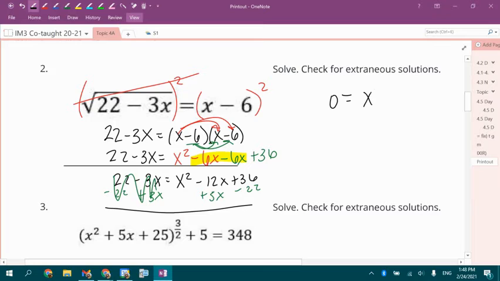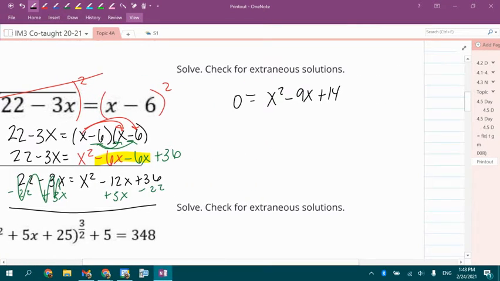So I have x squared, negative 12 plus 3 is going to get me negative 9. And then 36 minus 22, that's going to get me 13. Wait, 6, 5, 4, no, 14, sorry. Positive 14. Okay, now you're here. In order to solve a quadratic, you have to factor. So what multiplies to 14 and adds to negative 9?